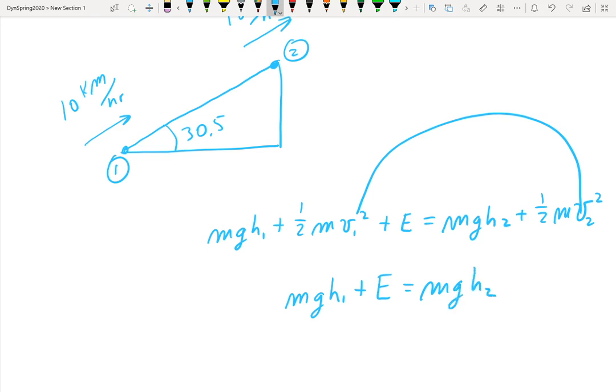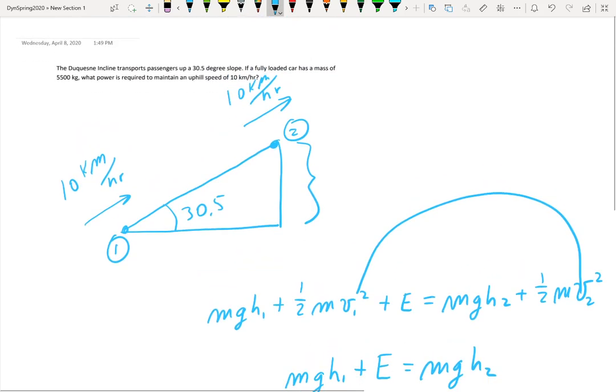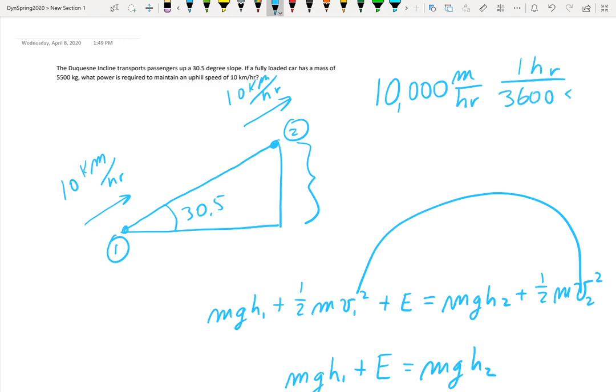So the key is, how high is it going? Well, let's take a look here for a second. It's going 10,000 meters per hour times 1 hour equals 3,600 seconds. So we'll call that distance d. You can figure that out. That makes this height equal to d times sine of 30.5. And that's how high it goes.